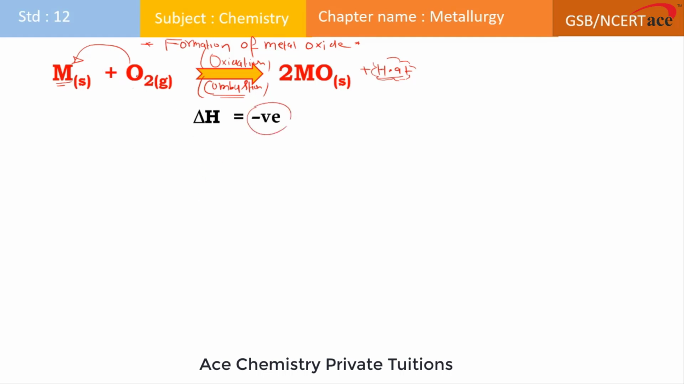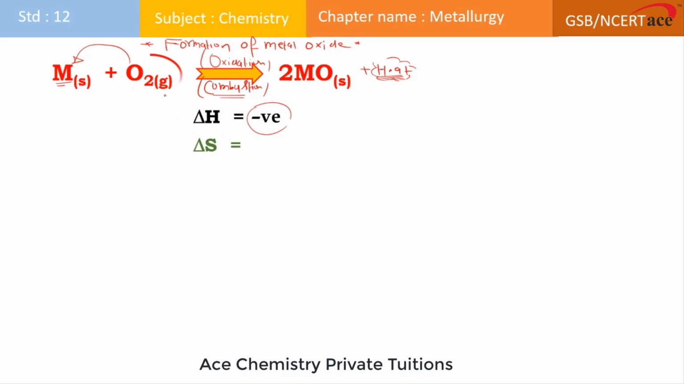So again I repeat, this metal combustion reaction, metal solid gets converted to what? Metal oxide, and this formation of the metal oxide releases some amount of heat. Since the heat is released, that's why this process is what? Exothermic. And for all exothermic reactions, the delta H value is what? Negative.